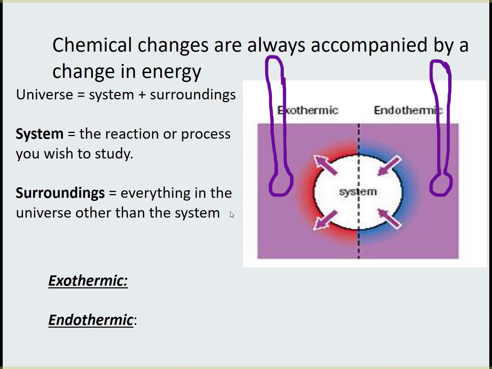So in an exothermic reaction, I'm going to have heat that exits the reaction. In an endothermic reaction, that heat is actually absorbed into that reaction or the system. And so we will see that the heat in the surroundings decreases because it is going into the system. So our thermometer will register the temperature going down because that heat is being pulled into the reaction.